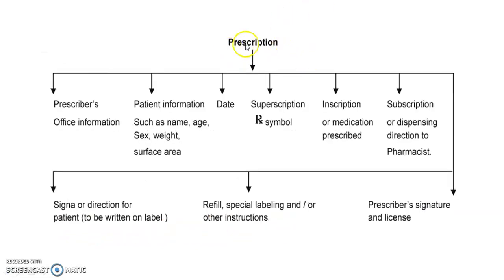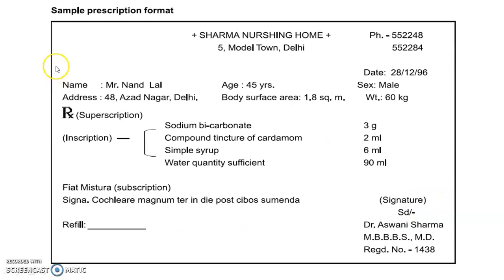Let's see in detail about the parts or the components of prescription. First of all, prescriber's office information, patient information such as his name, age, sex, weight, surface area, date, superscription that is the RX symbol, inscription or medication prescribed, subscription or dispensing direction to the pharmacist, then signa or direction for the patient to be written on label, refill, special labeling and or the other instructions, and prescriber signature and the license. So let's see the sample prescription format.